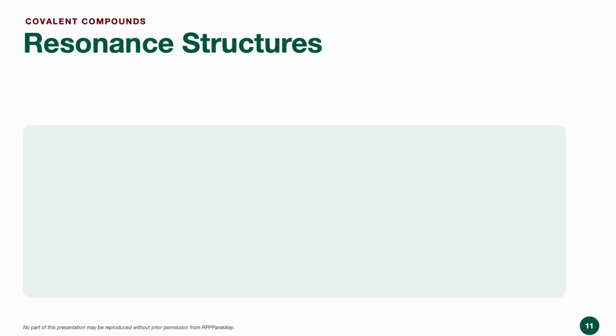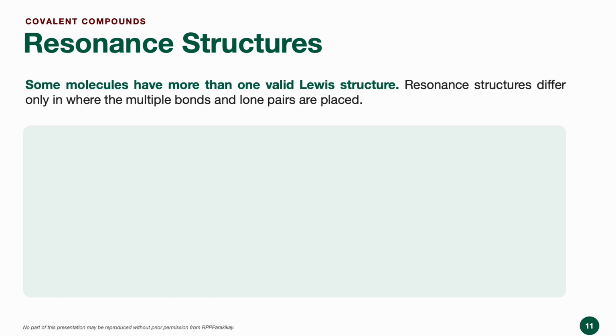Sometimes a single Lewis structure can't describe a molecule alone, because more than one arrangement of bonds and lone pairs satisfies all the rules as well. These are called resonance structures. We have the same connectivity, same atoms in the same positions, just with the electrons arranged differently.